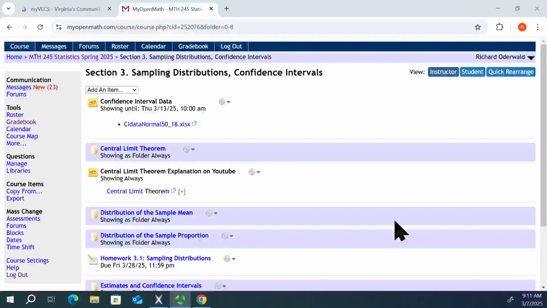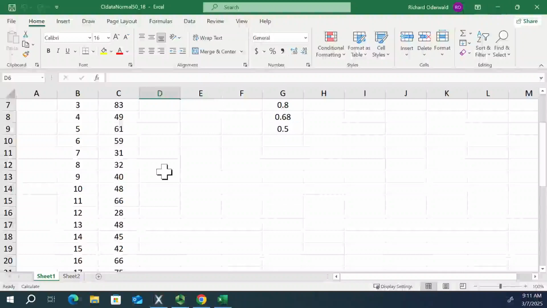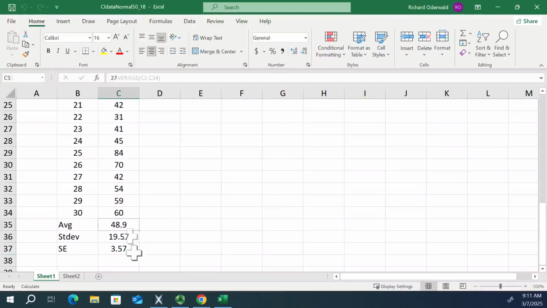So for this data, we got 30 observations, and this is from a normal distribution with a mean of 50 and a standard deviation of 18. And at the bottom, erase those, we'll start them again. We're just going to get the average, the standard deviation, and the standard error of the mean.